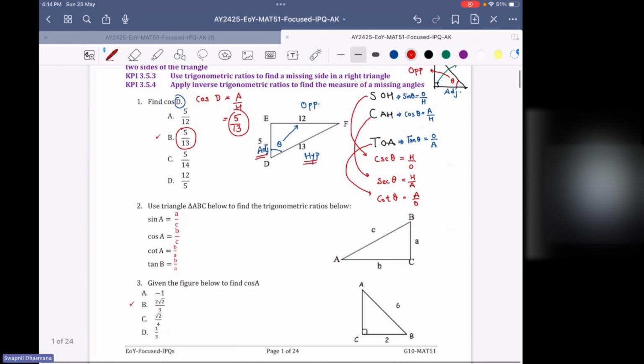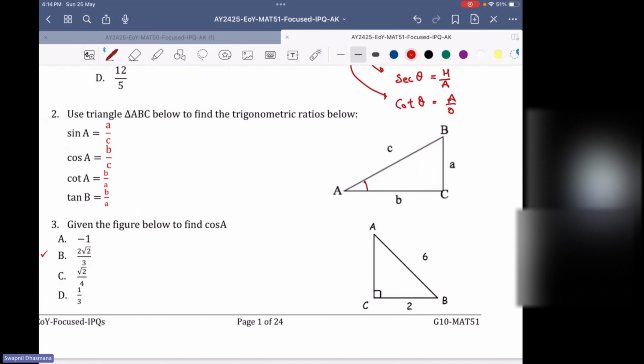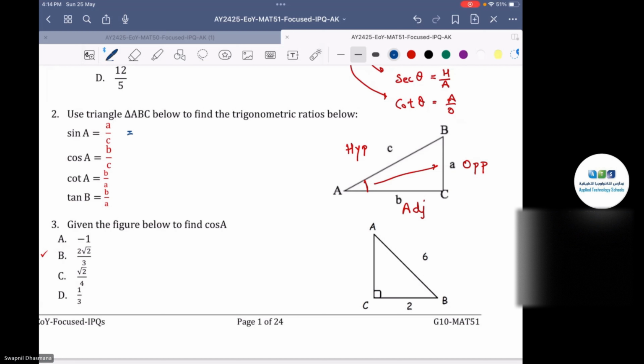Same ways, if I go to number 2, sine A, cosine A, cot A. So this side would be opposite. This side would be hypotenuse. This side would be adjacent. So when I'm saying sine A, that will be SOH. Second one would be A divided by H. The third one would be O divided by A.